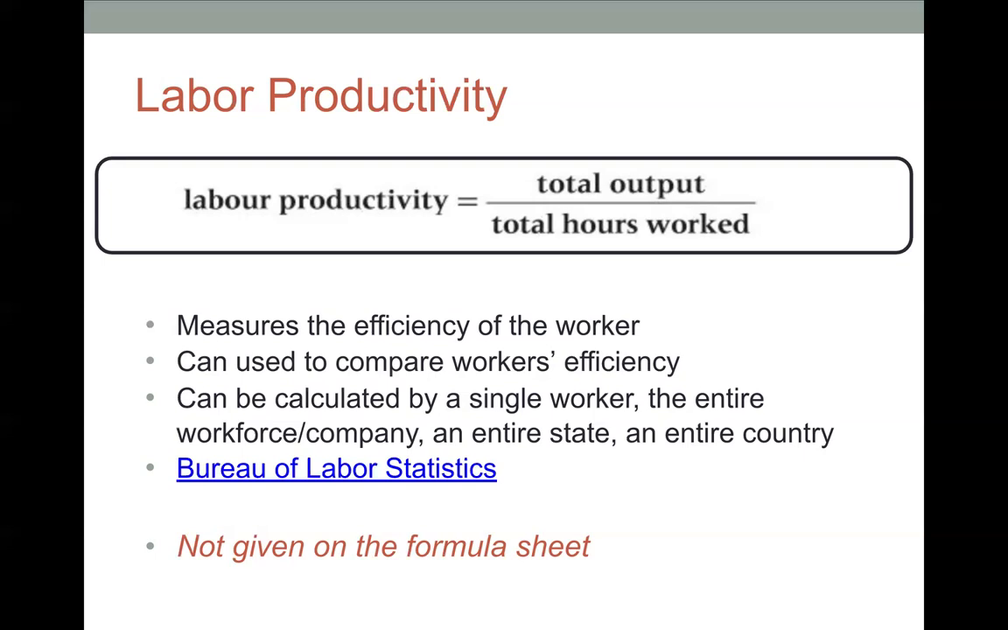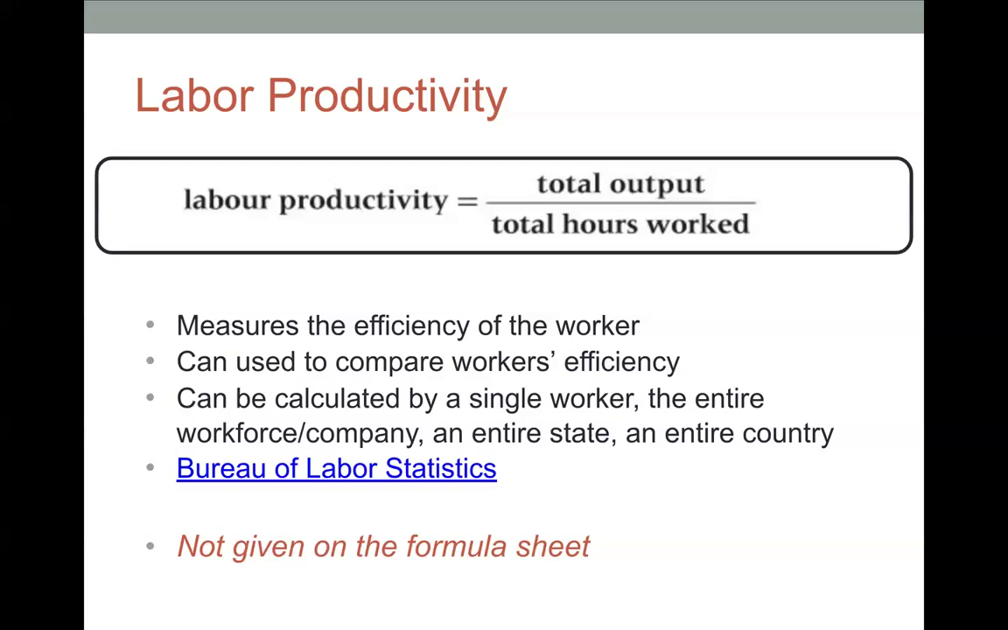We are looking at the total output divided by the total hours worked. Output, again, is interesting. It depends on what they give you. It could be units. If it's a manufacturing secondary sector situation, it could be sales. I mean, it really could be anything based on the situation. It works best though in secondary sector situations. So we are looking to compare the workers' efficiency. Again, we can do this by a single worker, an entire workforce, an entire state, an entire country.